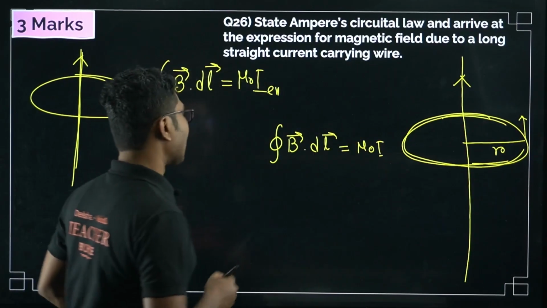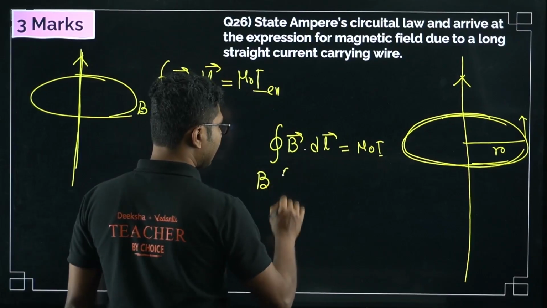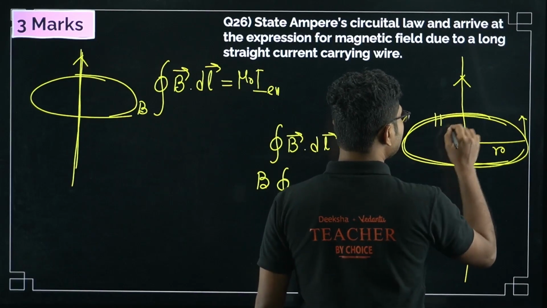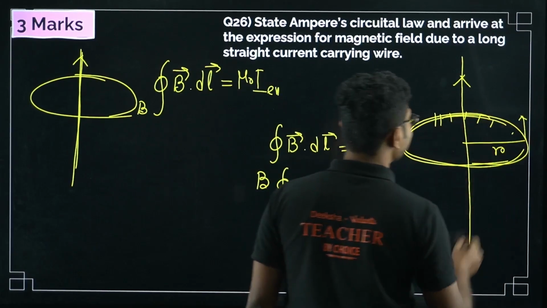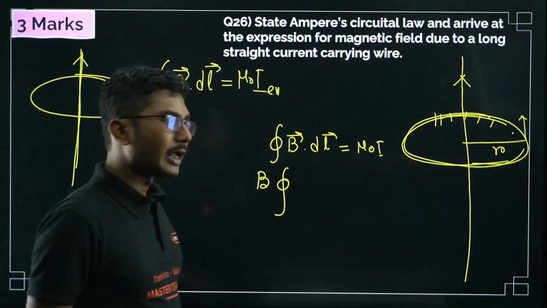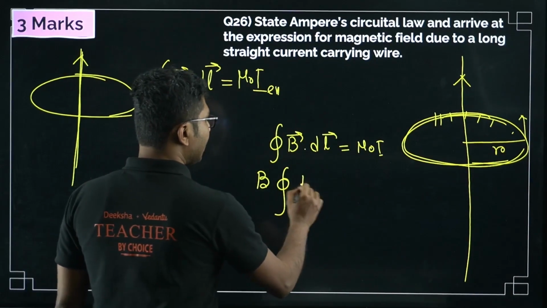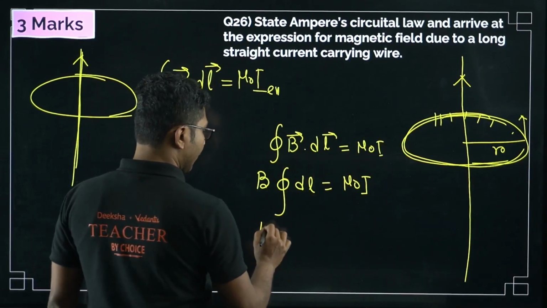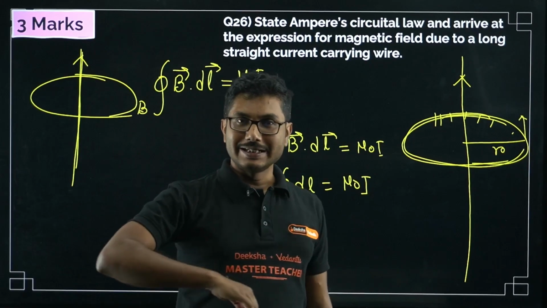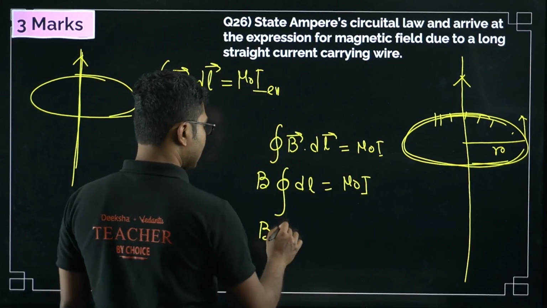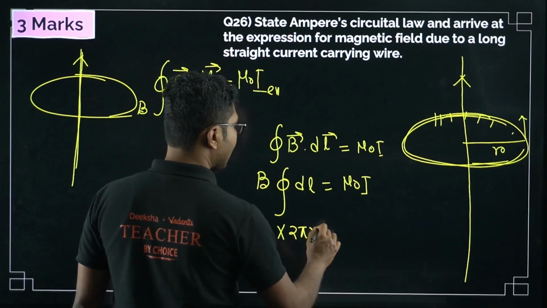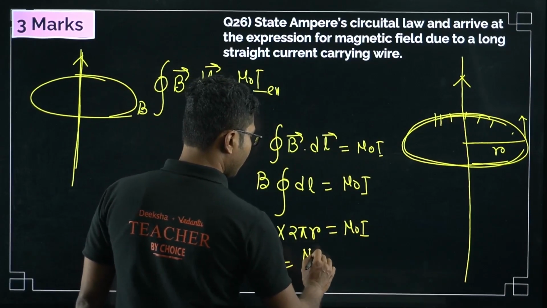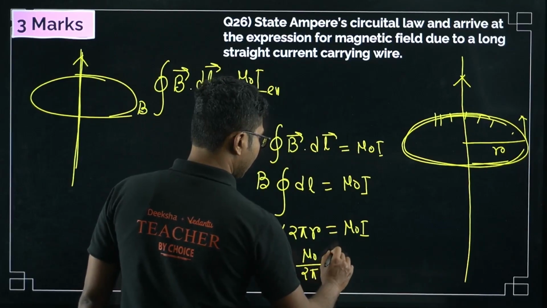B will be constant along the circle, so B can come out of the integration, right, because a constant does not do any integration. Now what is dl? dl's are basically small parts. So integration of dl is basically adding all the small dl's, right? So integration of dl basically means the perimeter of the circle. Okay, so if it is ds, it is area; if it is dl, it is the perimeter. So what is the perimeter of a circle? The perimeter of a circle is 2 pi r, so B times 2 pi r equals mu naught I. So B is basically equal to mu naught by 2 pi into I by r.